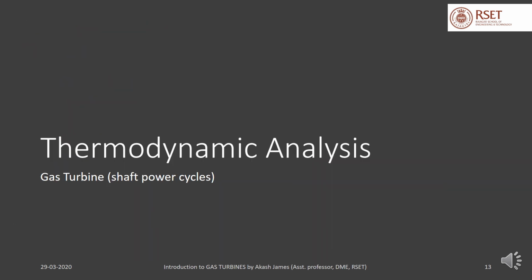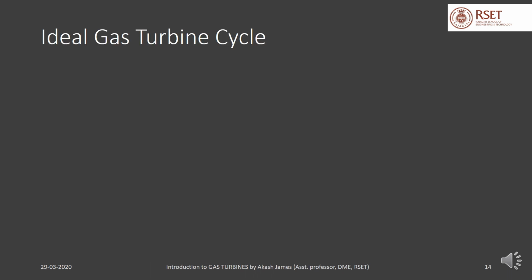Now let's do a thermodynamic analysis of a gas turbine cycle. Gas turbine cycles can be grouped broadly as shaft power cycles and aircraft propulsion cycles. Now a clear distinction between the two is that the aircraft propulsion cycle depends significantly on the forward speed and altitude. We here will be discussing only shaft power cycles. We will see the ideal gas turbine cycle.